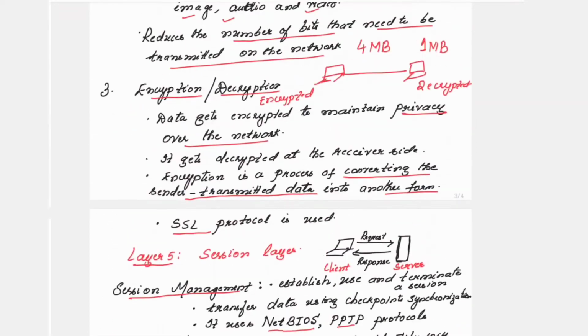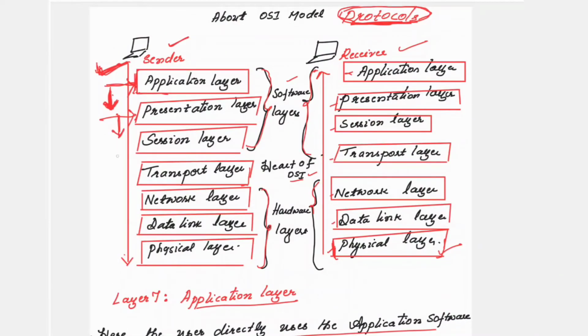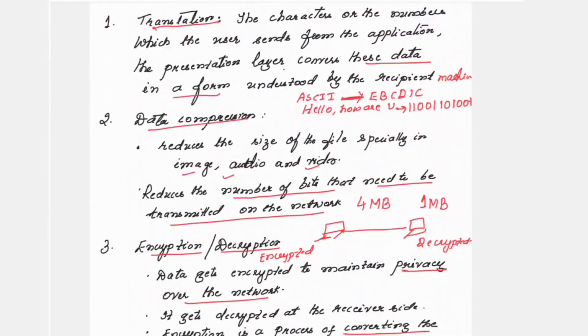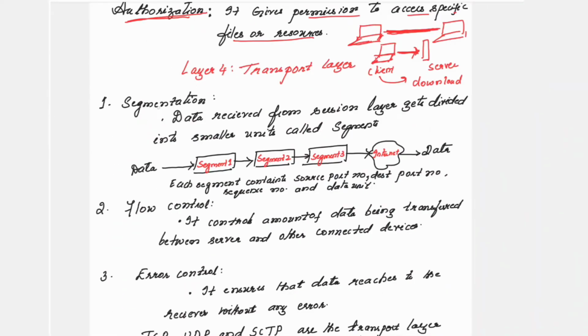This is about the session layer. Now the session layer has carried out its job. The data will move to the transport layer, and the transport layer will carry out its functionalities. First one is segmentation, second one is flow control, third one is error control.